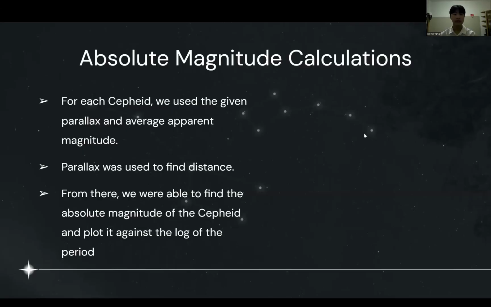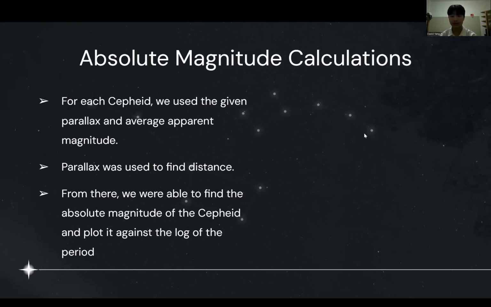So now that we've classified our Cepheids, what we can do with them is calculate their absolute magnitudes. And why their absolute magnitudes are important is because, as Natalie mentioned earlier, Cepheids tend to follow a period luminosity relationship, or there is a positive correlation between the length of their pulsation period and their absolute magnitude, which is just a measure of their intrinsic brightness.